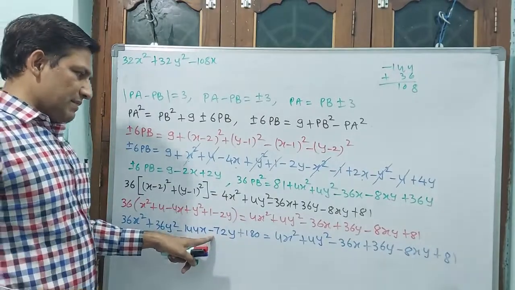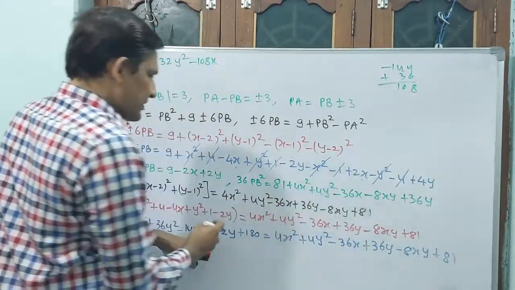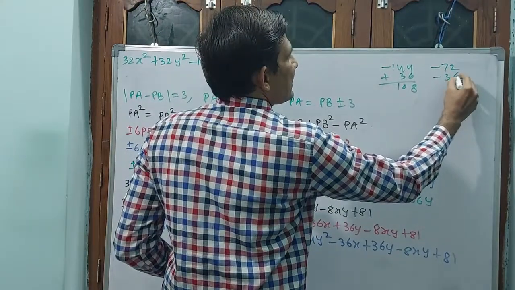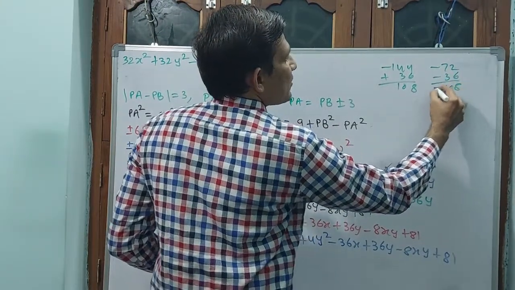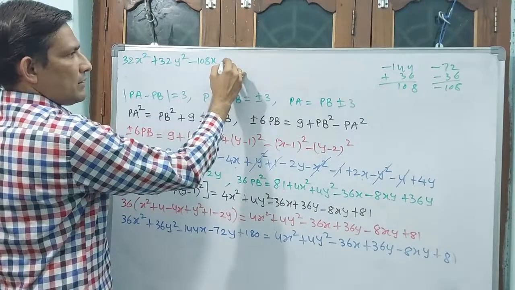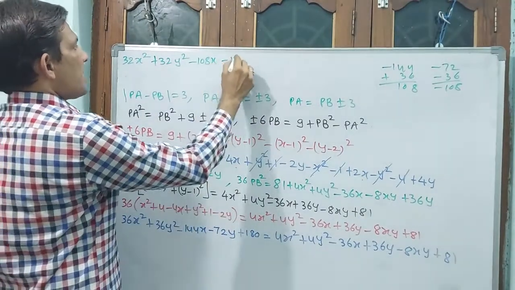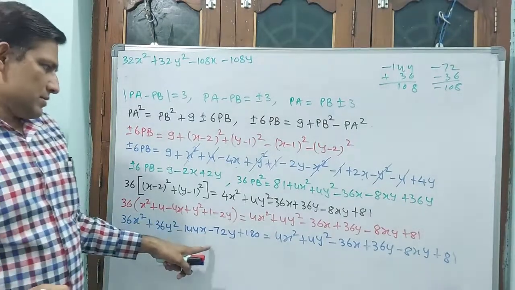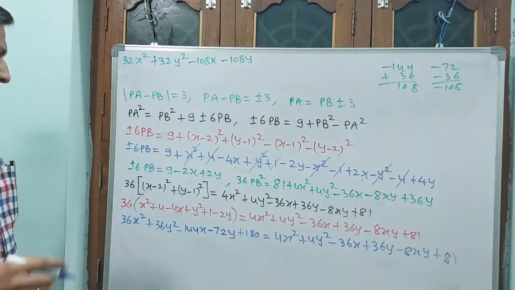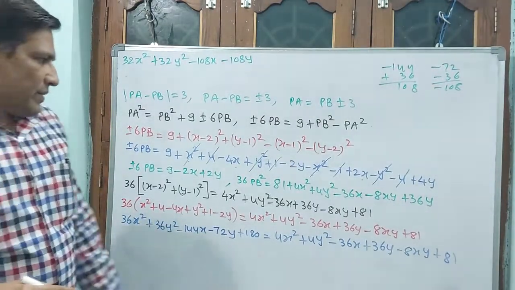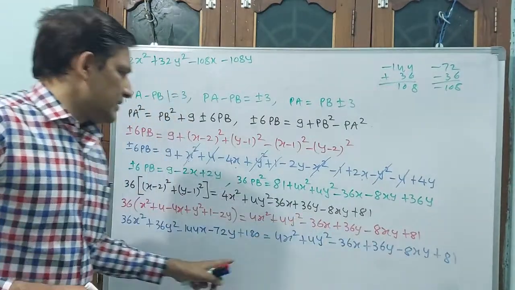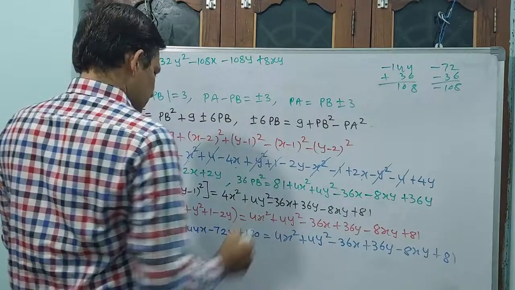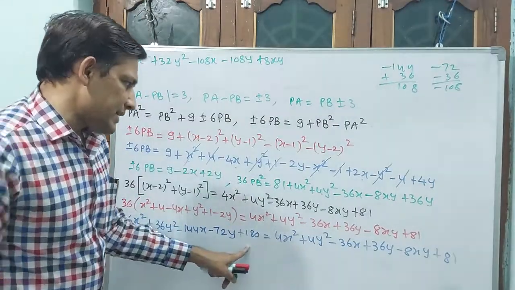Again, see, minus 72 minus 36. Minus 72 minus 36, 8, 10, minus 108. Again, minus 108y. Okay. Now, you see, minus 8xy, you bring this side, plus 8xy. Okay.